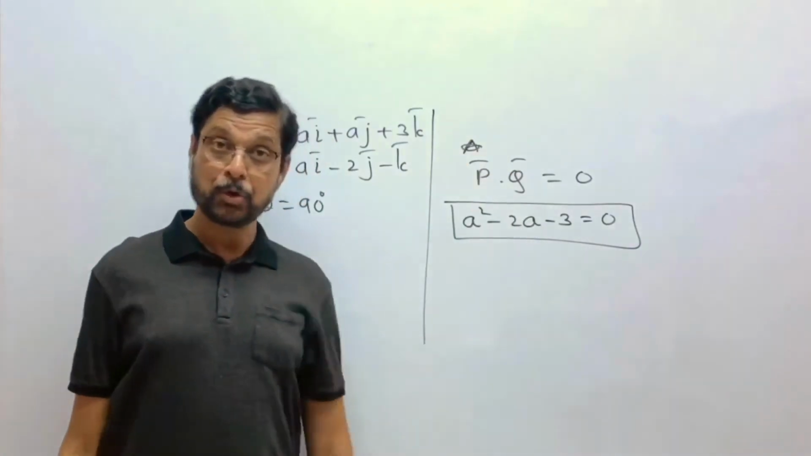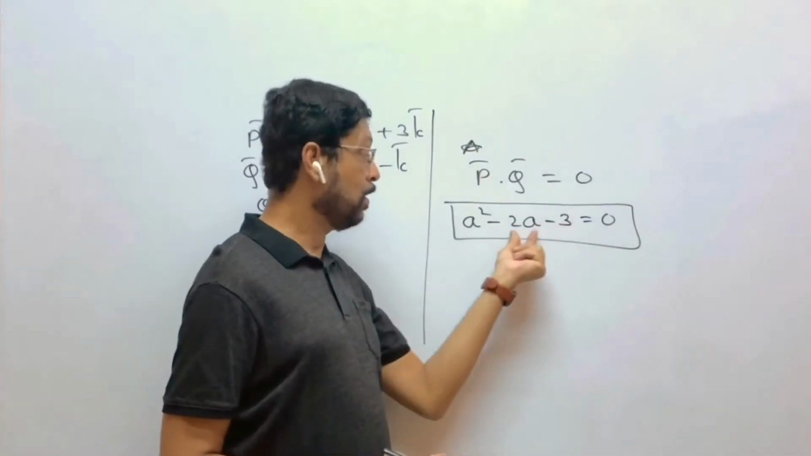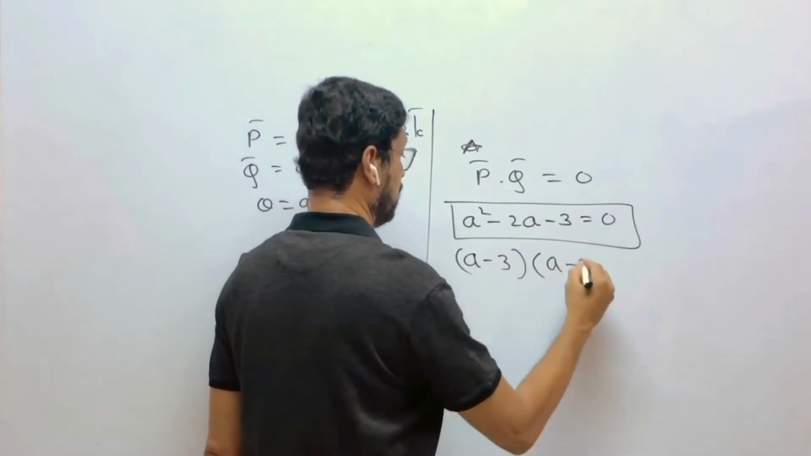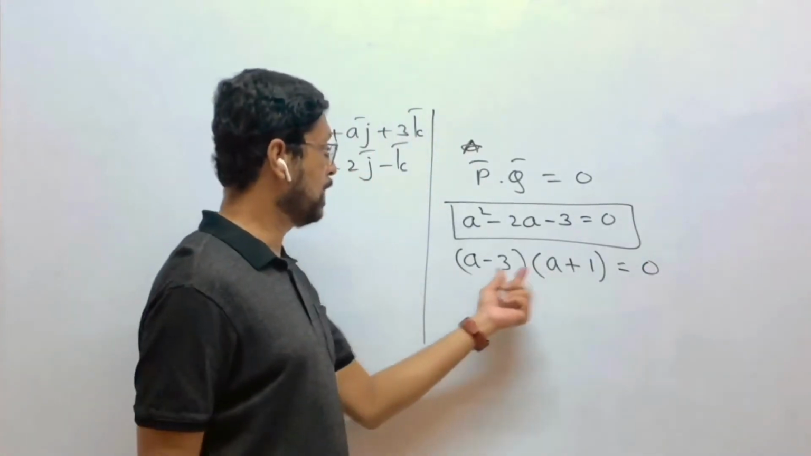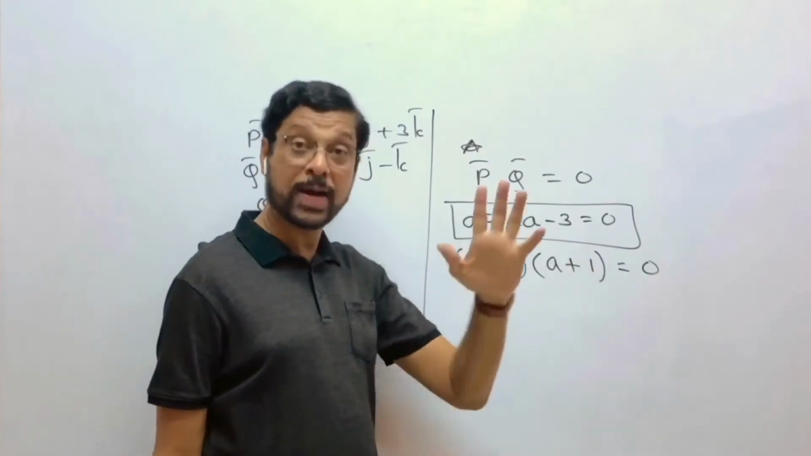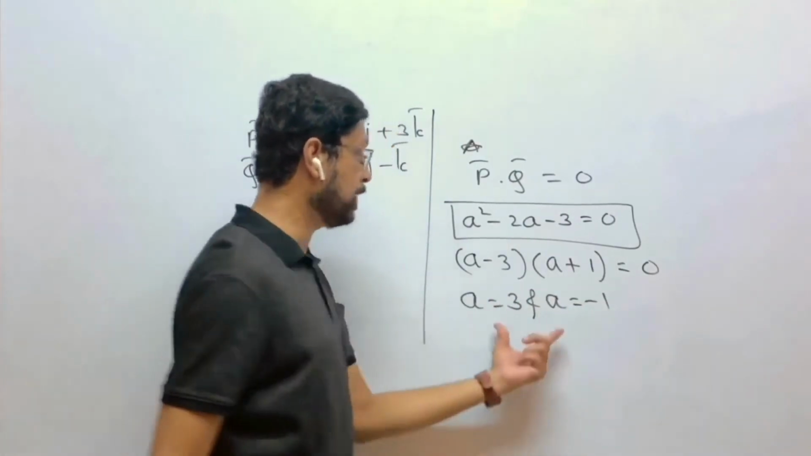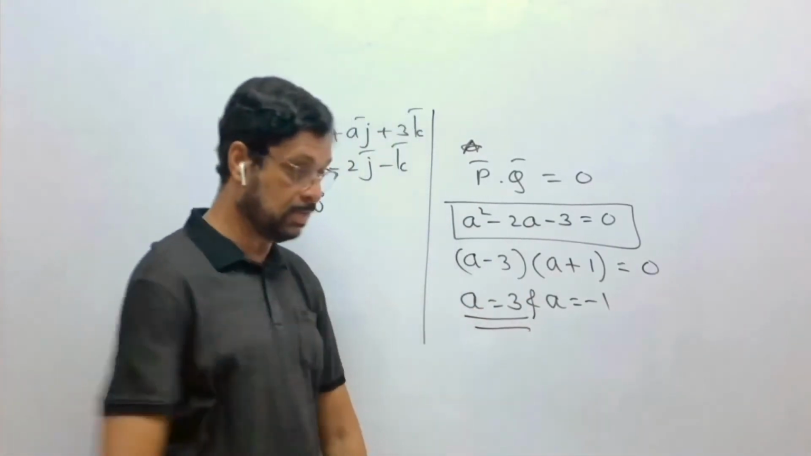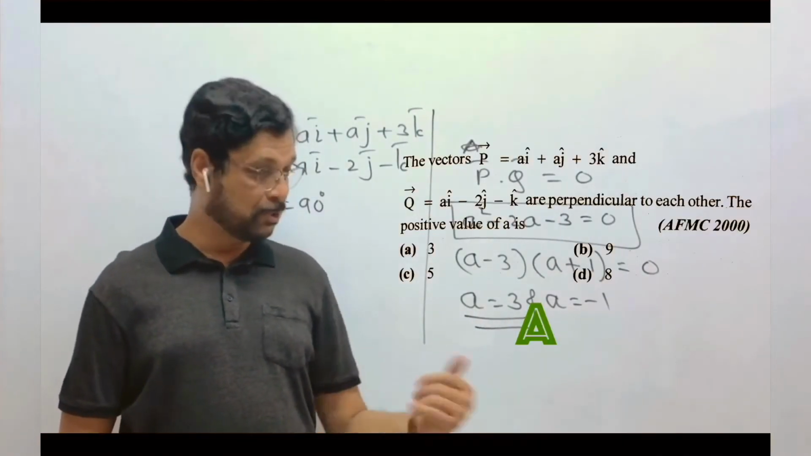What is this? Quadratic equation. Two factors whose product is minus 3 and sum is minus 2, that is a minus 3, a plus 1 is equal to 0. Minus 3 plus 1 is minus 2. Minus 3 into 1 is minus 3. So a is equal to 3 and a is equal to minus 1. So the positive value of a is how much? 3. So your answer is A. Positive value of a is 3.